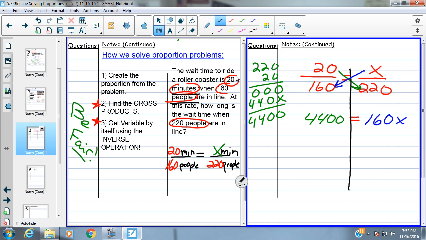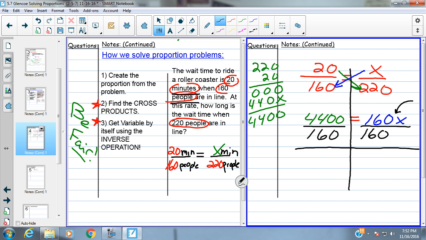Okay. How do we get that x by itself? What operation is invisible in between the 160 and the x? You're right, it's multiplication. So we have to use multiplication's inverse operation. And the backwards of multiplying is dividing. So we have to divide both sides by 160 so that helps us get the x by itself.